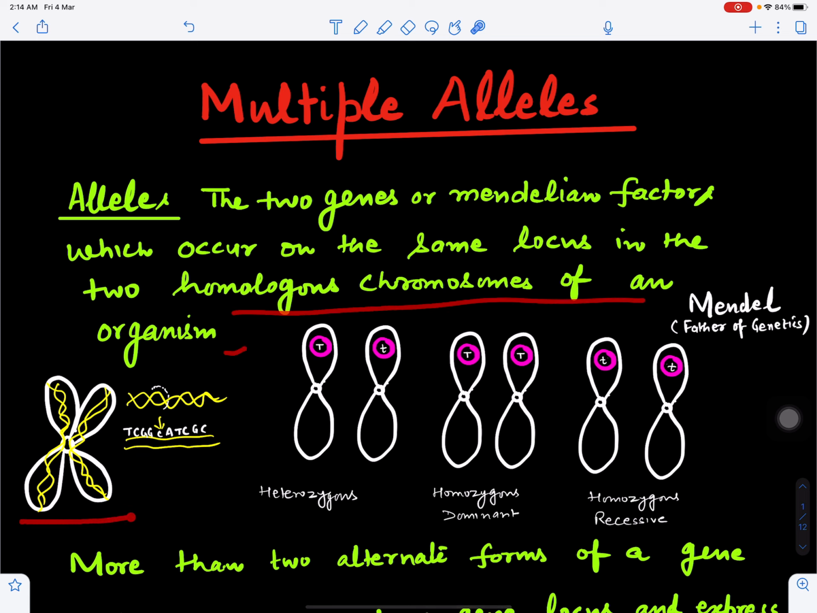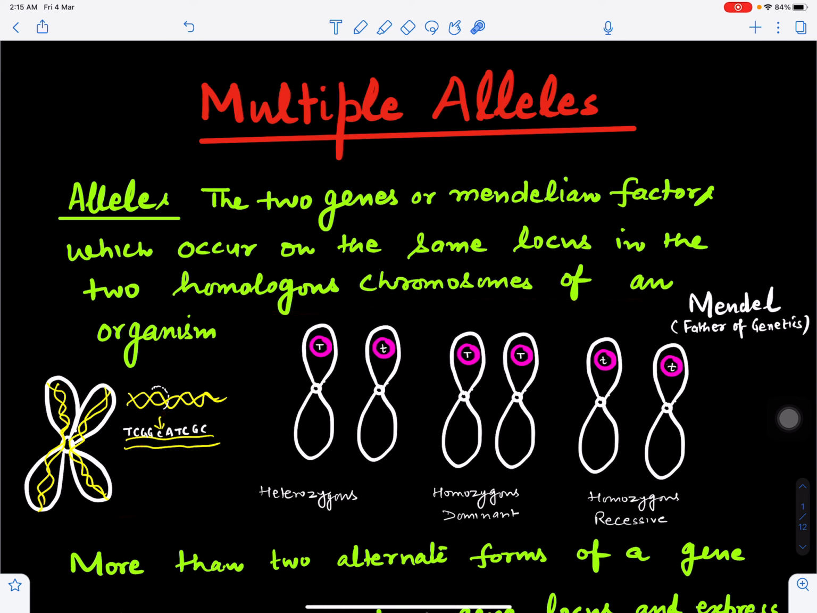Now we can see here this is a chromosome and this is the DNA part which is present on the chromatid. On DNA, genes are present in a linear sequence. We know DNA is made up of nitrogenous base pairs. So this particular factor which is controlling a particular character is called a gene. And these genes are present at the same position on the homologous chromosome.